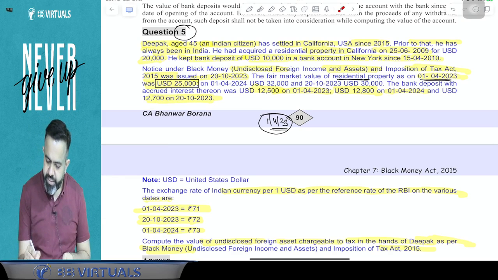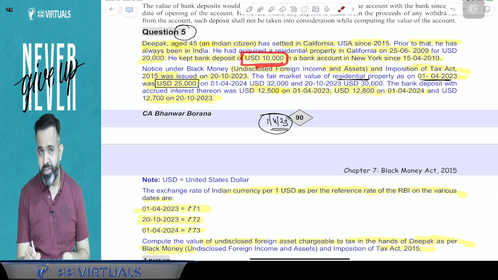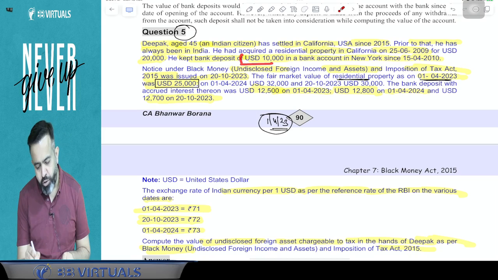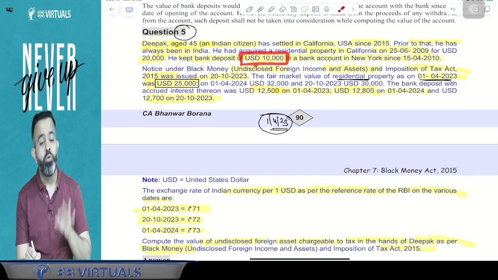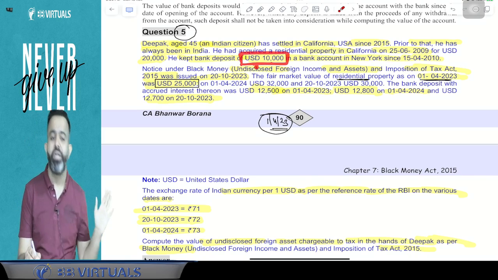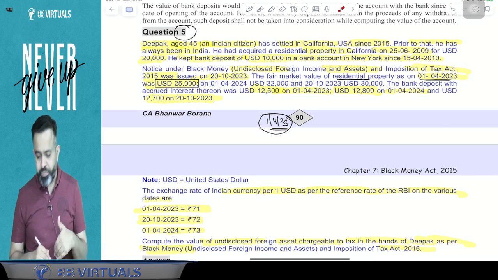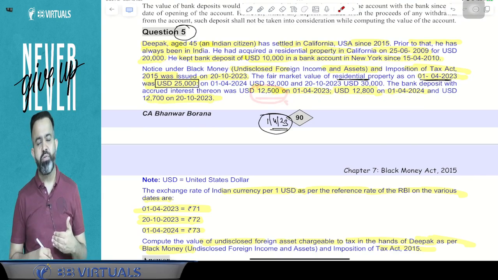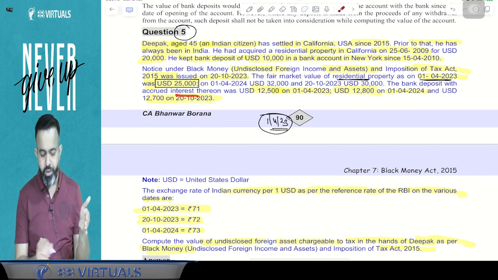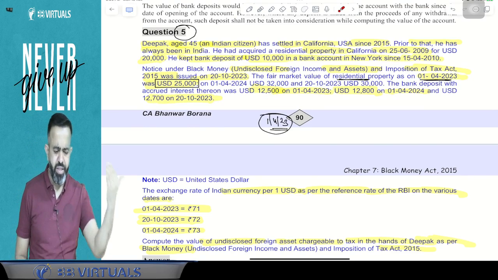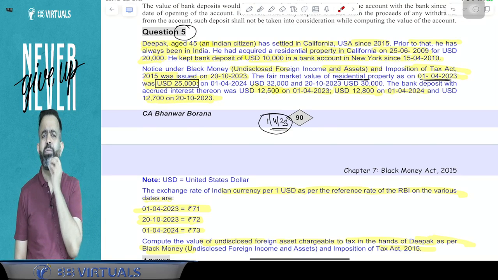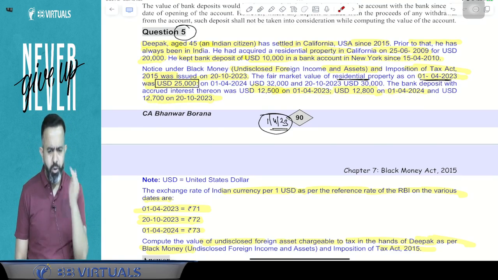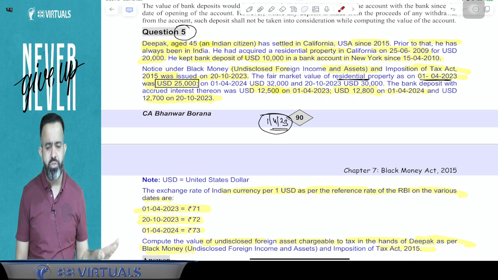So here the deposit in the bank account was only $10,000. So the bank account value will be considered as $10,000 only. Now you may ask, sir, the value of the bank account is now 12,500 due to the interest and all. But that interest is not taxable now, because he is now a non-resident, so interest and all is not taxable.